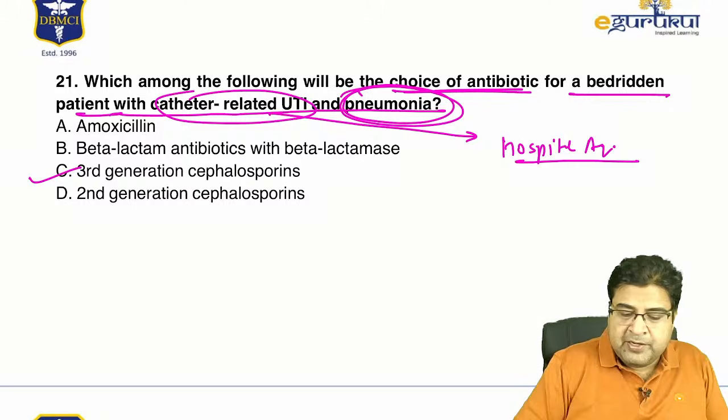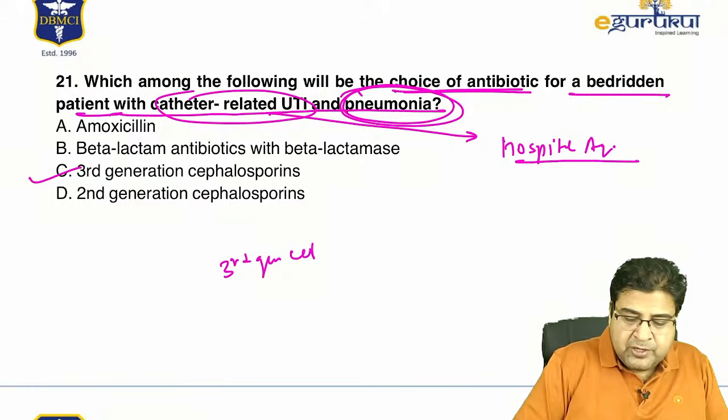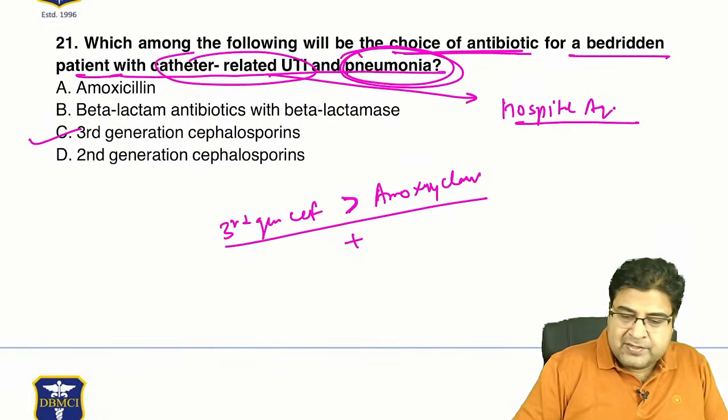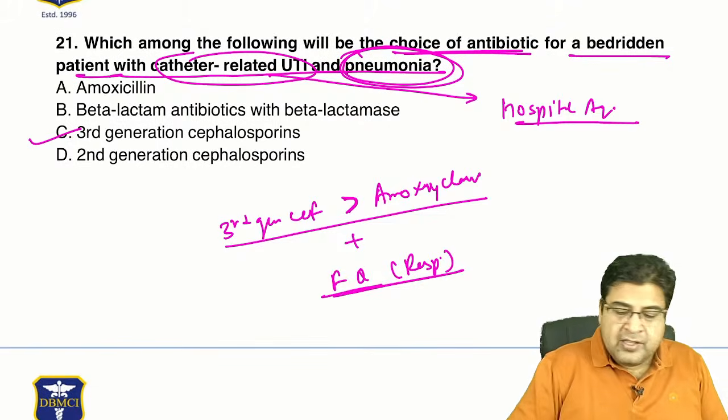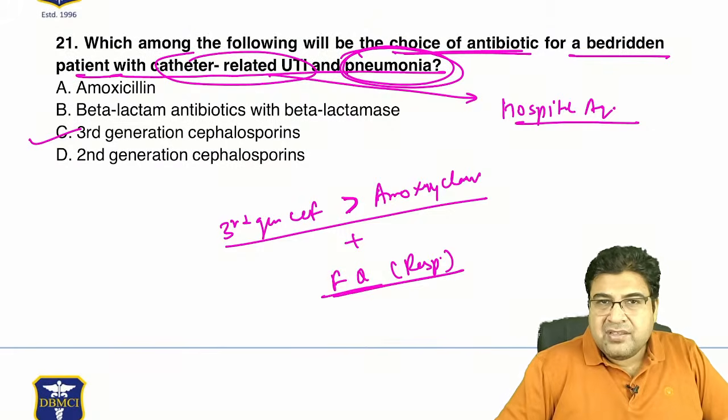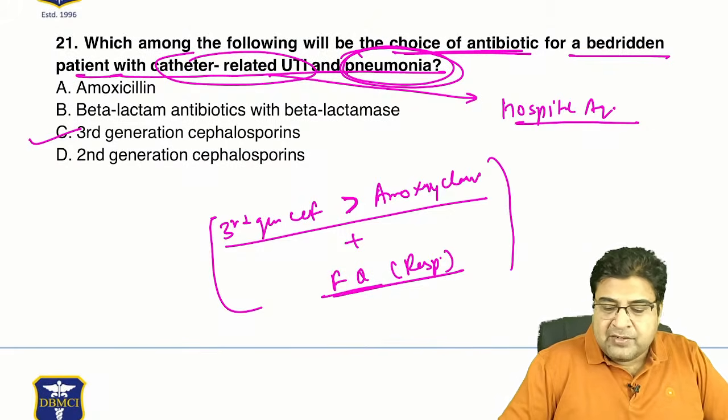beta-lactam antibiotics with beta-lactamase inhibitors. Basically, both options are there. We can give a third generation cephalosporin. We can also give amoxiclav like in this MCQ. Along with that, we can give medicines like fluoroquinolones. We can give the respiratory fluoroquinolones because the patient is also having pneumonia. So to cover both pneumonia as well as UTI, we have to choose a medicine that will cover both.